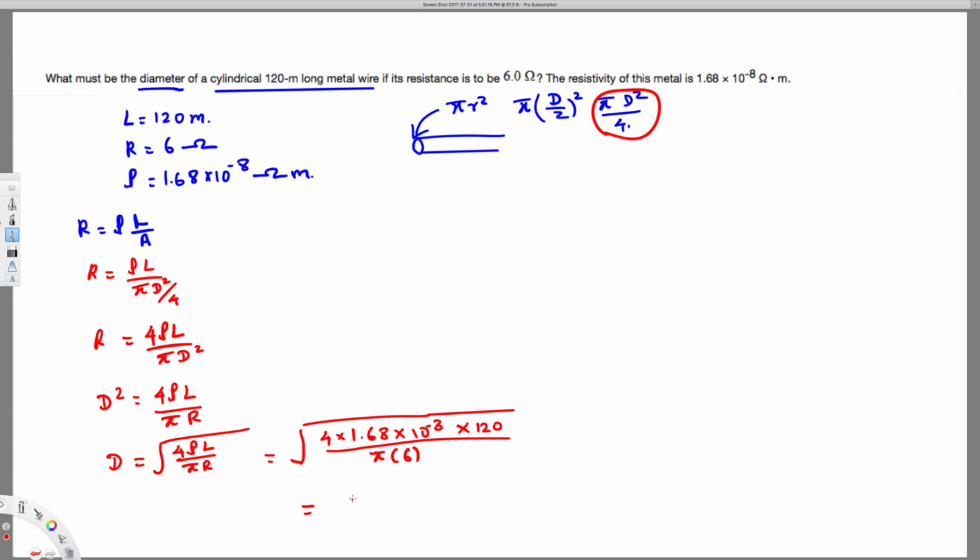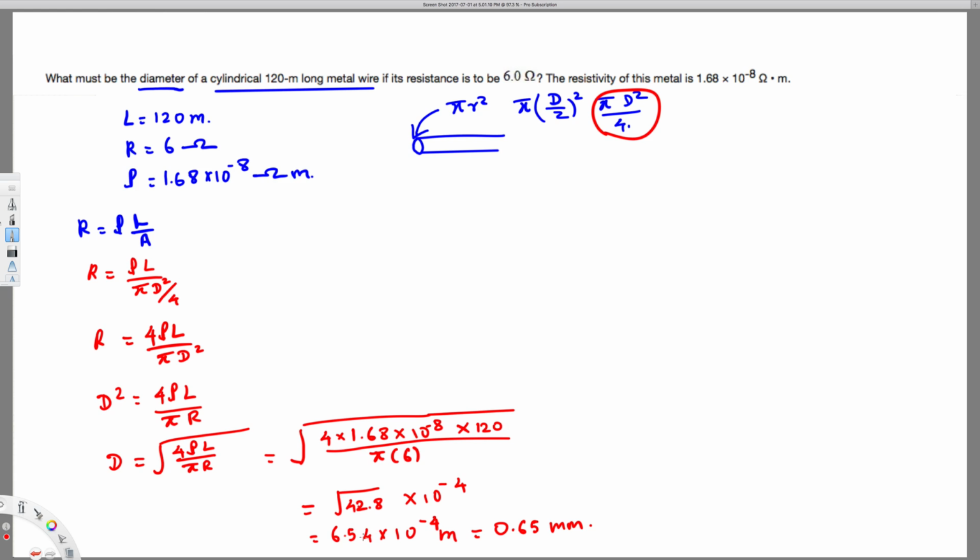Then if you calculate all these values, this is going to be 42.8, except this 10 to the power of minus 8. We can take this one out. If I take this one out, that's going to become 10 to the power of minus 4. And then if you calculate this one, you will get 6.54 times 10 to the power of minus 4, right? That is almost equal to 0.65 meter. This is equal to 0.65 millimeter.